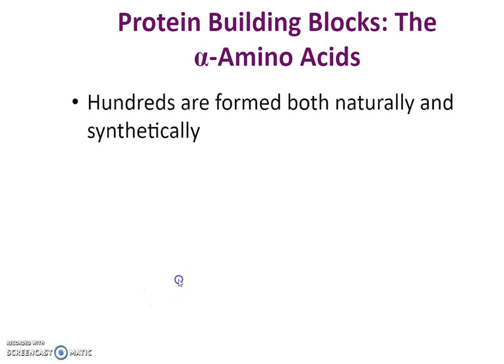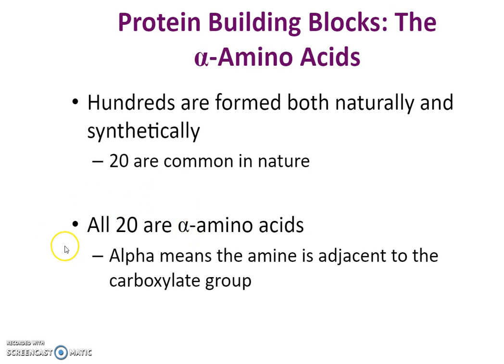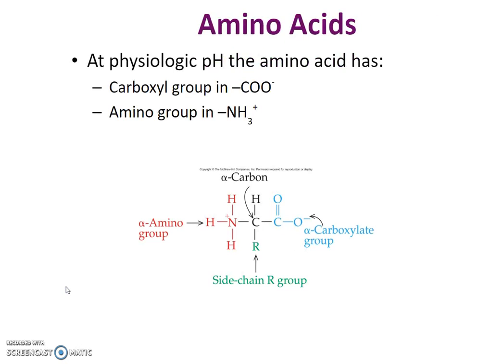So the protein building blocks are the amino acids. Hundreds are formed both naturally and synthetically. 20 of them are common in nature. Those are the basic 20 amino acids that we think of all proteins being made out of. They're essential amino acids. And they're alpha amino acids. The alpha means that the amine is adjacent to the carboxylate group, so it's just in the structure. You're going to have the amine before you have the carboxylate group.